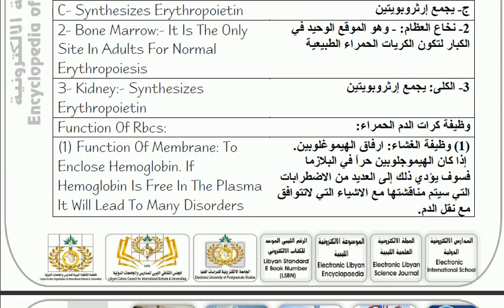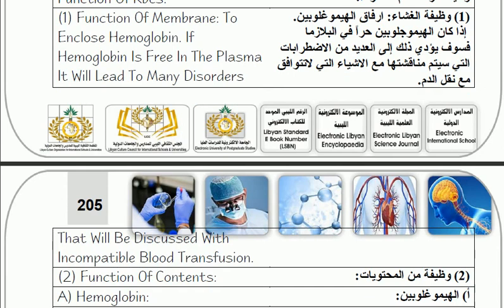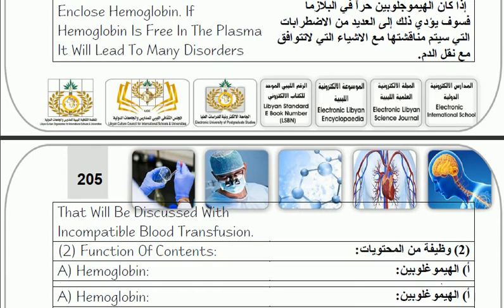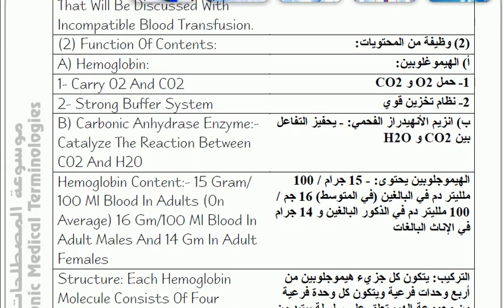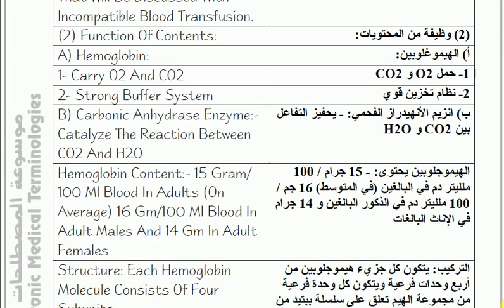Function of RBCs. 1. Function of the membrane: to enclose hemoglobin. If hemoglobin is free in the plasma, it will lead to many disorders that will be discussed with incompatible blood transfusion. 2. Function of contents. A. Hemoglobin: 1. Carries O2 and CO2. 2. Strong buffer system. B. Carbonic anhydrase enzyme catalyzes the reaction between CO2 and H2O.